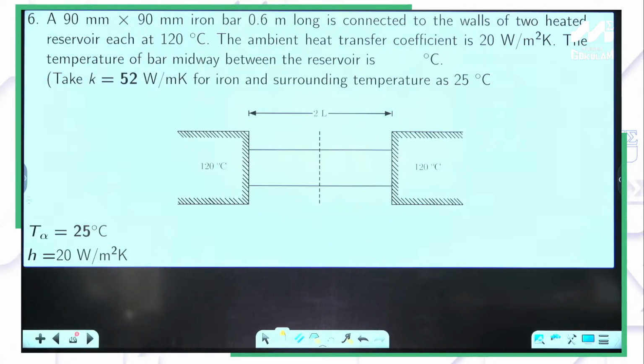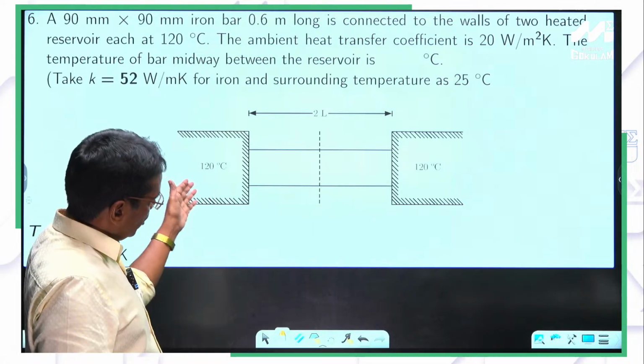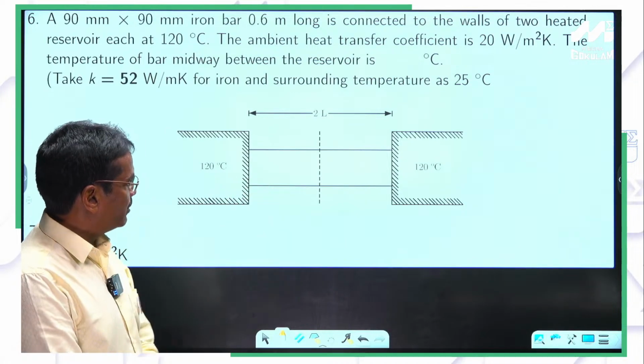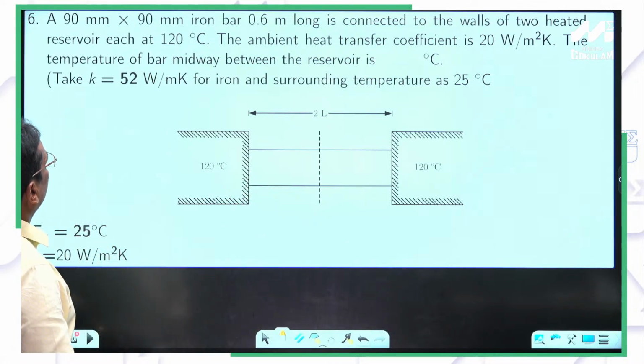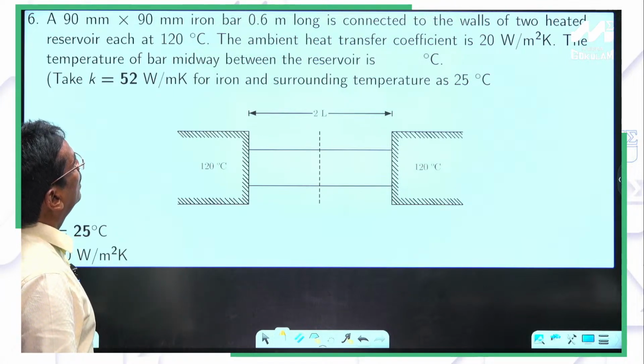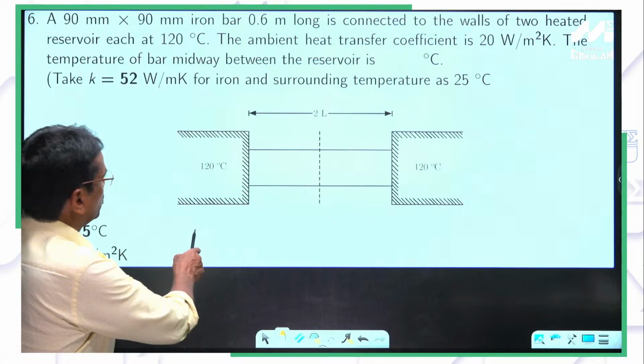Look at this. This is the sixth question. By seeing that, you can easily tell it is a fin problem, because a rod is connecting between two walls which are maintained at a temperature of 120. A 90 mm by 90 mm iron bar of 0.6 meters long is connected to the wall of two heated reservoirs, each at 120.